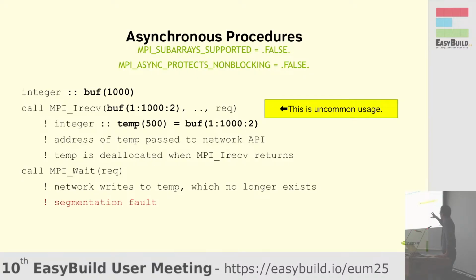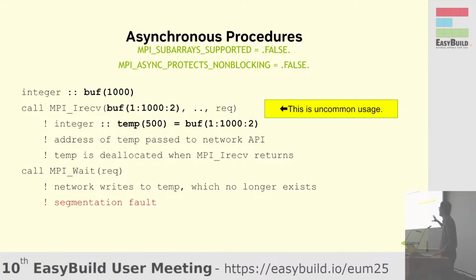So because you don't check. But if you're going to do subarrays, you need to check that subarray supported is true and async protects non-blocking. So together you check for these things, then you'll know that async does what it's supposed to do, and that the subarrays are actually implemented in the way that's going to work, and I'll show you what that looks like.